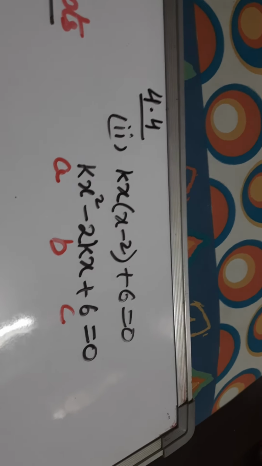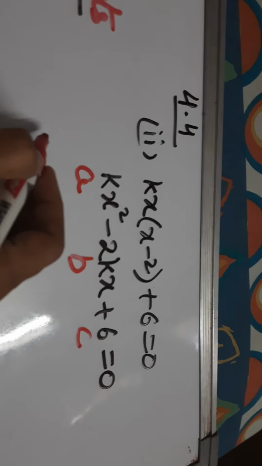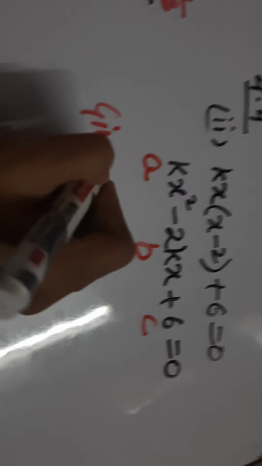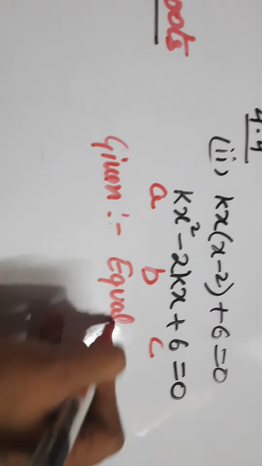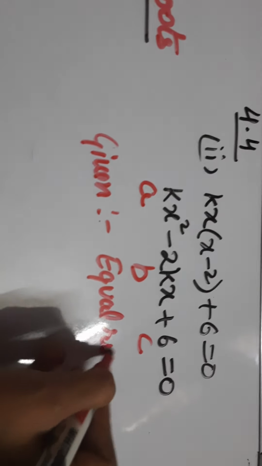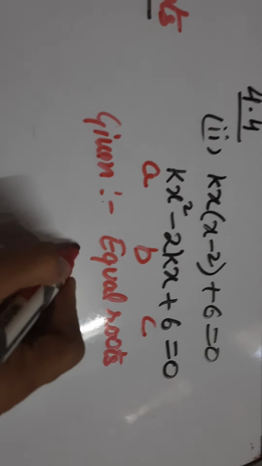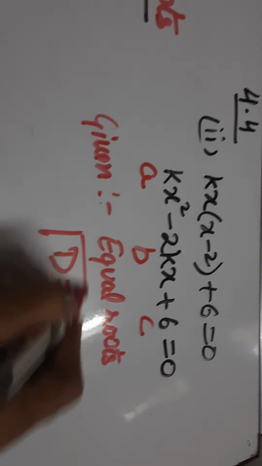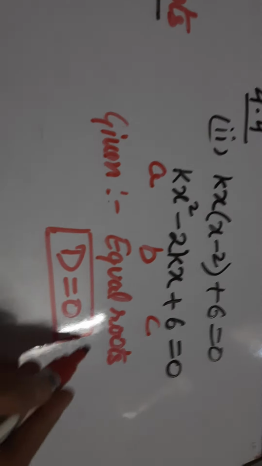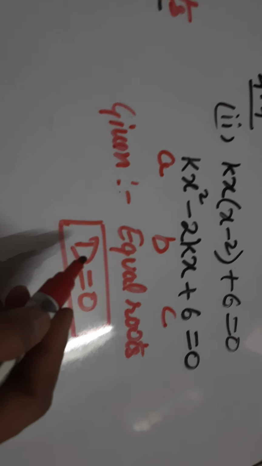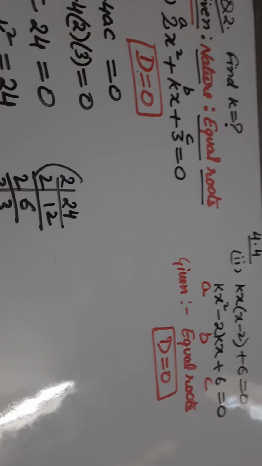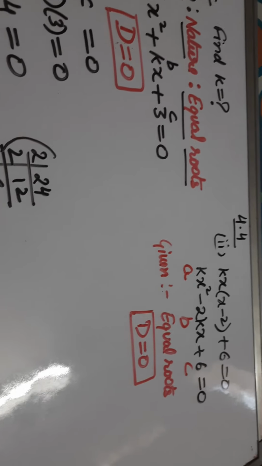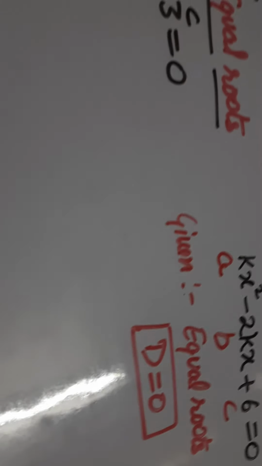So again, the nature of the roots is given. It is given to you that the roots are equal. So we'll start from the condition. Dear students, you will get half marks for writing this condition. If you miss the condition, your marks will be deducted. So do write the condition whenever it is given to you in the question.